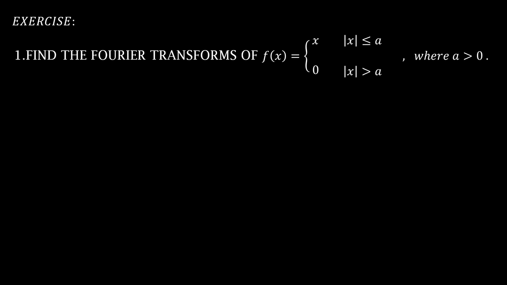To find the Fourier transform of the function f of x is equal to x for mod x less than or equal to a and 0 for mod x greater than a, where your a is positive. From the definition of Fourier transform, the Fourier transform of the function f of x is given by integration f of x into e to the power isx dx where the limits of x are varying from minus infinity to infinity.